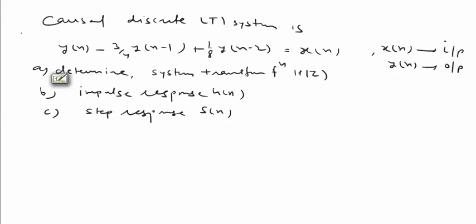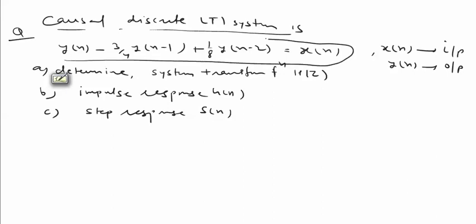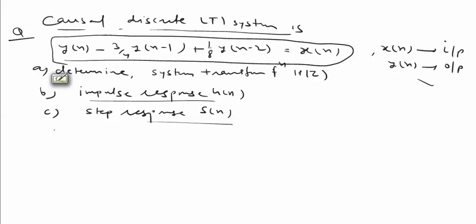Now we will discuss a question. A causal discrete LTI system is given to us: y[n] = 3/4 y[n-1] - 1/8 y[n-2] + x[n]. Both are input and output. Determine the transfer function, impulse response and step response. For the solution of this question, we take the Z transform on both sides.